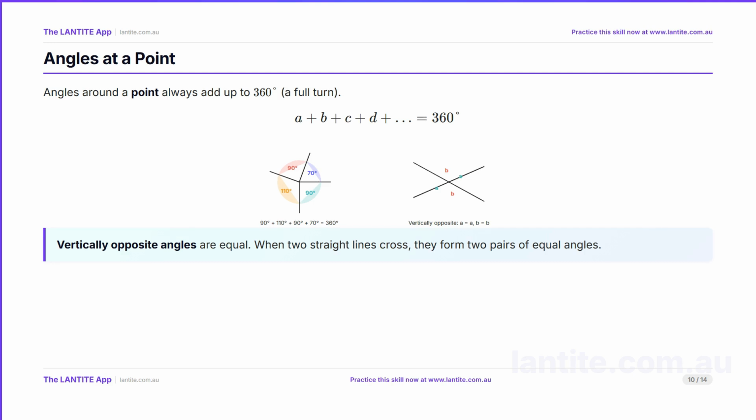Angles around a point always add up to 360 degrees of full rotation. This applies to any number of angles meeting at a single point. A special case is vertically opposite angles. When 2 straight lines cross, they form 4 angles, and the angles that are opposite each other are always equal. These 2 rules: angles at a point sum to 360, and vertically opposite angles are equal, are essential for the LANTITE.